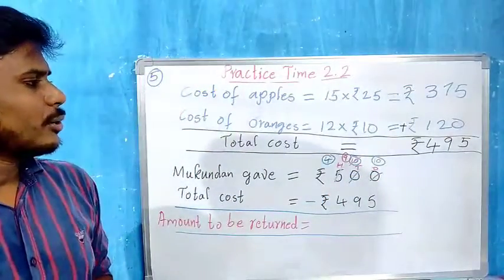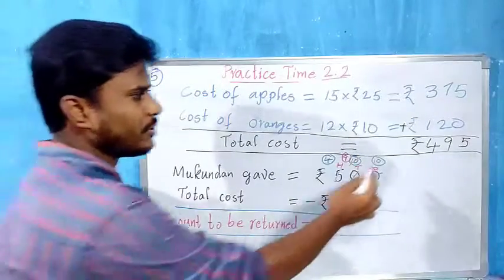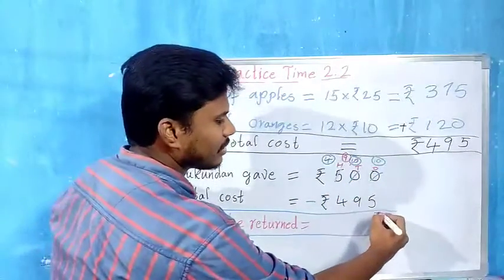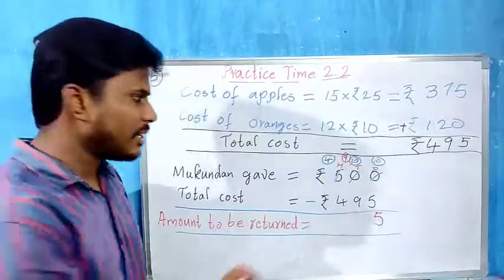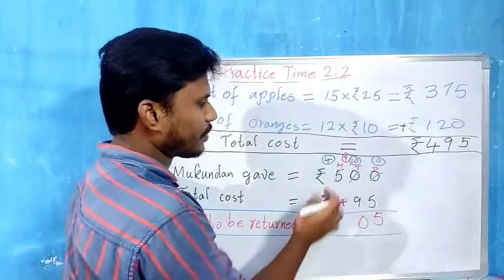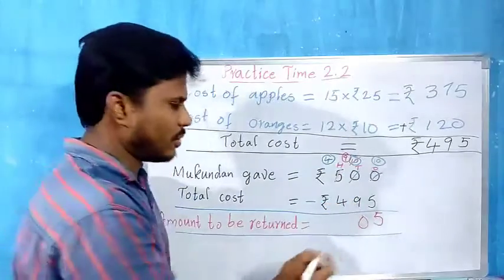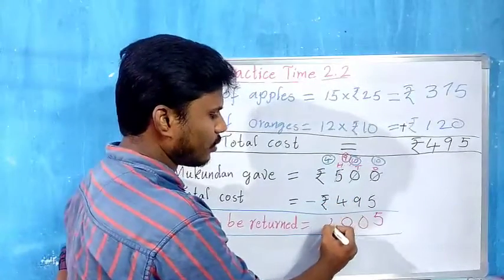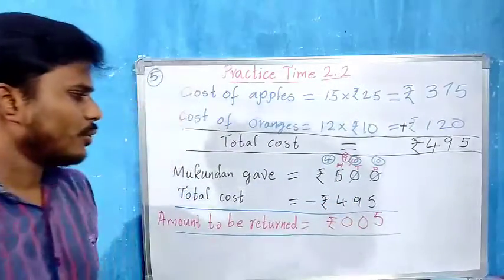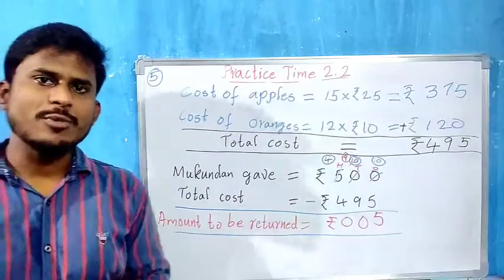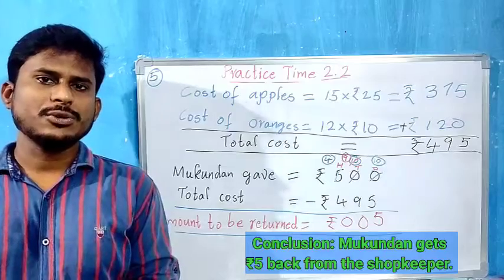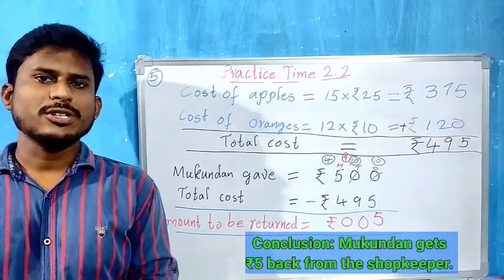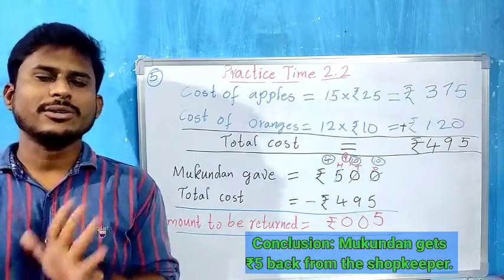Okay children. Now 10 minus 5. 10 minus 5, it is 5. 9 minus 9, 9 minus 9 is 0. 4 minus 4, it is 0 rupees. So we got the answer as how much, children? 5 rupees. So the shopkeeper has to return 5 rupees to Mukundan. This is our conclusion, children.